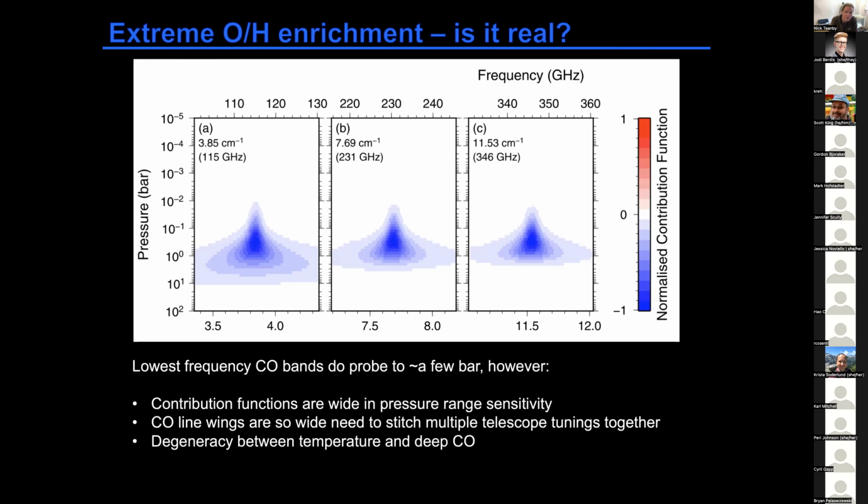Also, this is actually quite a challenging thing to observe. This is quite a wide frequency range for a sub-millimeter observation, so you have to stitch multiple tunings of a telescope together to get that in place. So it's actually quite a hard observation to look at these wings. And also there is a degeneracy between the CO contribution and the temperature.